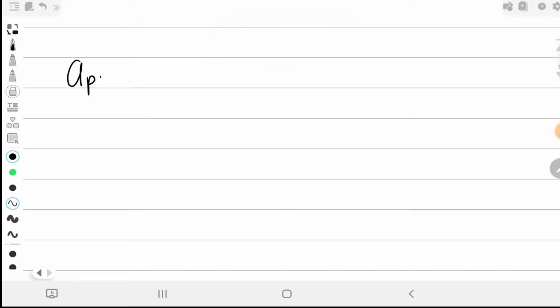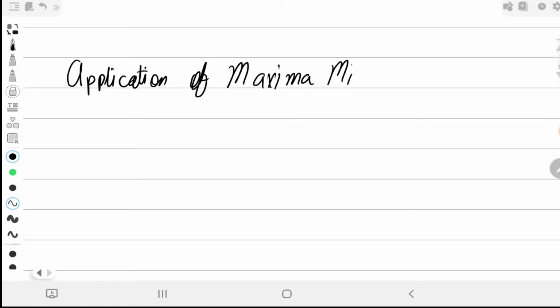We have our application of maxima minima. So in this lesson, we will apply our maxima minima. In this lesson, you will solve different varieties of problems in science, engineering, geometry, economics, and other disciplines concerned with maxima and minima.